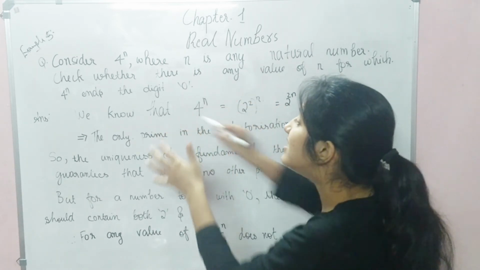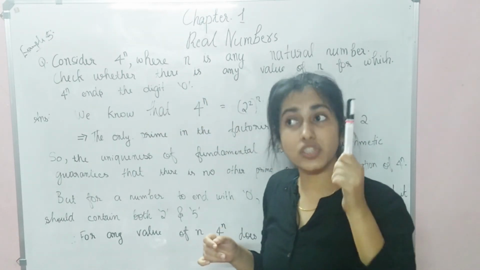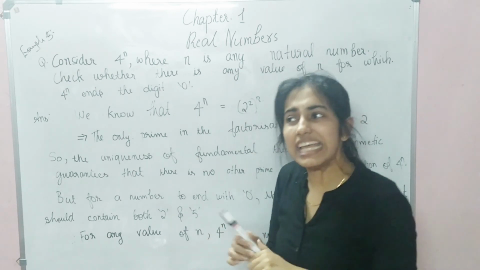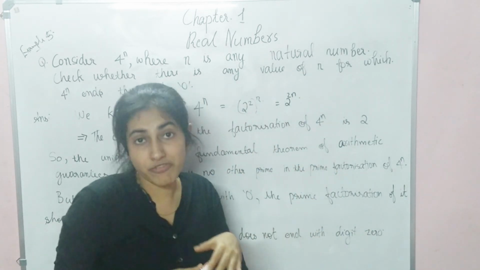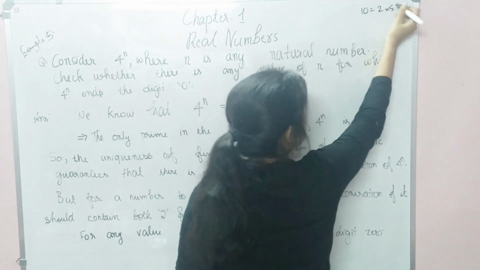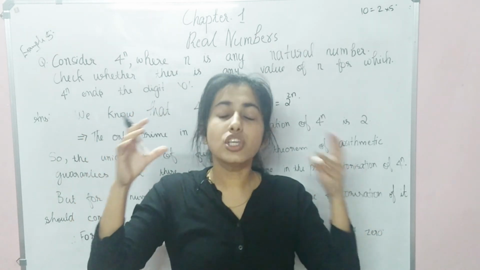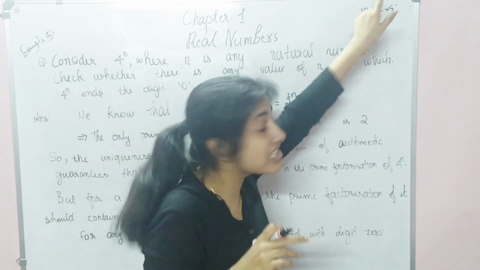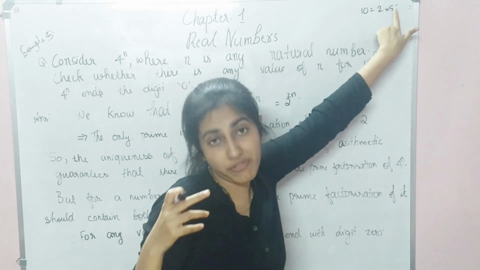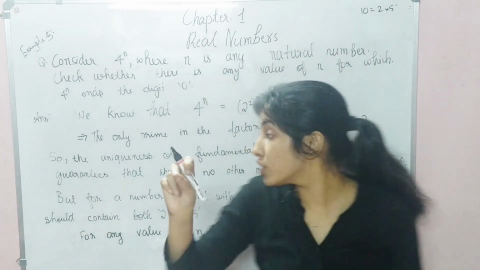So you are asked whether this number ends with digit 0. When you observe those numbers which end with digit 0, you will see that all those numbers contain 2 and 5 in their prime factorization. For example, when you prime factorize 10, 10 is 2 into 5. Similarly, when you prime factorize any number which ends with 0, you will observe that the prime factorization of those numbers contains these two numbers, which are 2 and 5. We write that for a number to end with digit 0, the prime factorization of that number should contain both 2 and 5.